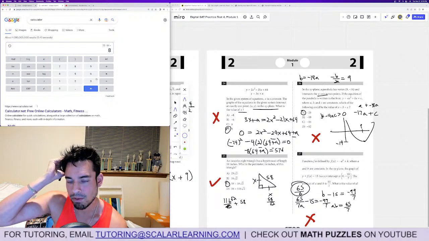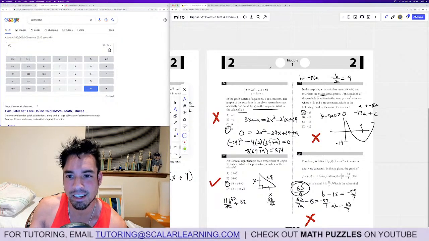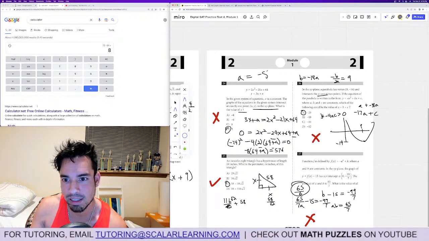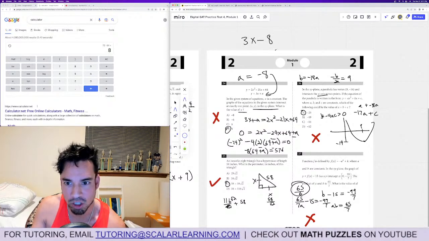Oh, I solved for A, not x. So then A equals negative 8. And then you plug it back in, and then you get 3x minus 8. Okay, I mean, this is just a time situation. I didn't have the time to do it.